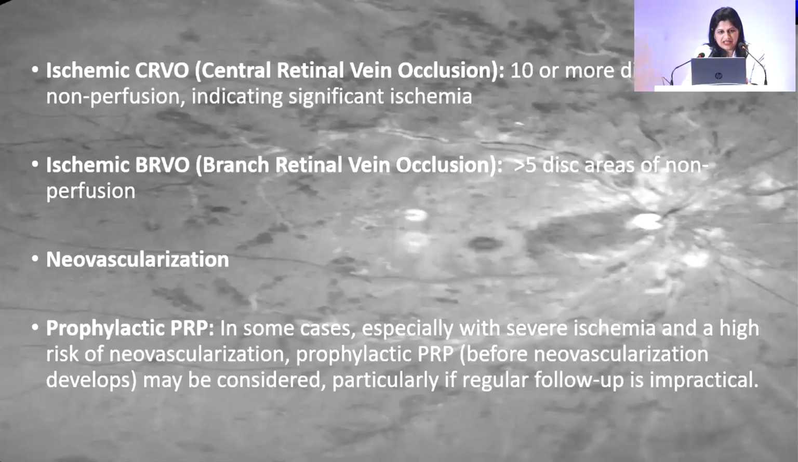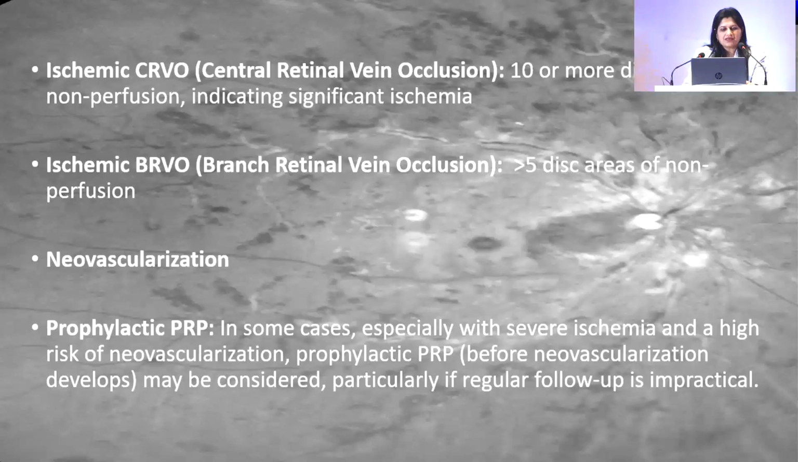So now coming to the lasers, in ischemic CRVO, if you find that the capillary non-perfusion areas are more than 10 disc diopters, then only lasers are indicated. In cases of BRVO, if the CNP areas are more than 5 disc diopters, then only lasers are indicated. If neovascularization develops, then you need to do the lasers.